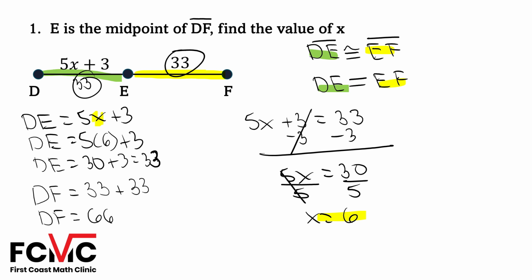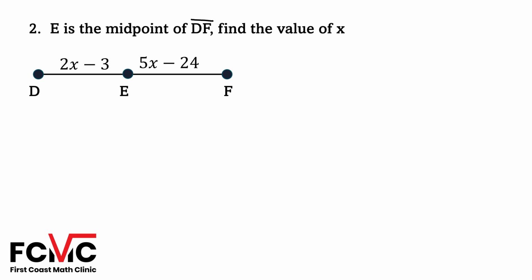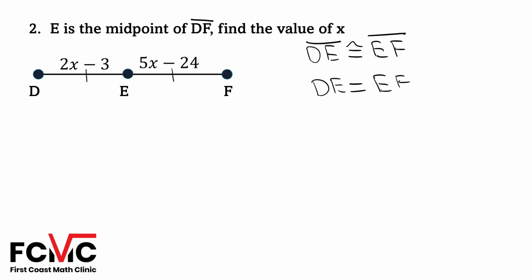All right, let's do one more example. Number 2, E is the midpoint of DF. We want to find the value of x. So we know we've got congruent segments here and here. So DE is going to be congruent to EF. It's our geometric relationship, and DE is going to be equal to EF. It's our algebraic relationship, so we can substitute in 2x minus 3 for DE, 5x minus 24 for EF. So we'll have 2x minus 3 equals 5x minus 24.